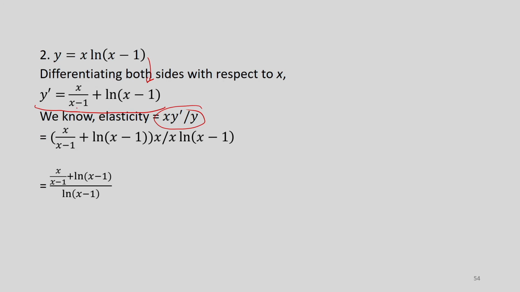I have used the product rule here because y is a product of two functions, x and log of x minus 1. Using the product rule I get y dashed is equal to x divided by x minus 1 plus log of x minus 1, and that I substitute here. Ultimately I get this form, x divided by x minus 1 plus log of x minus 1, whole thing multiplied by x divided by x multiplied by log of x minus 1, and that turns out to be x divided by x minus 1 plus log of x minus 1, divided by log of x minus 1. So, this is the answer.